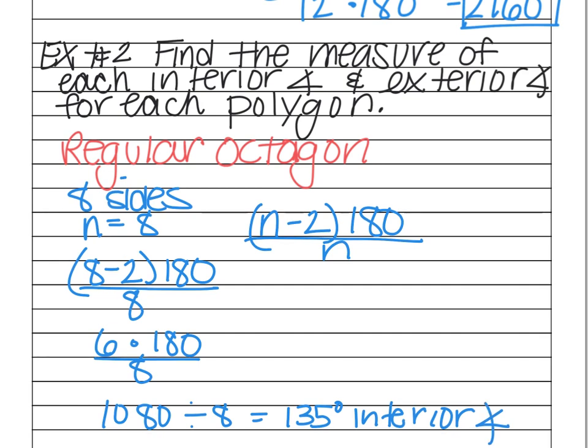Now, in order to find the exterior measurement, which I'll do here in red, you take 180 and subtract 135 to get the exterior angle measurement, which is 45 degrees.